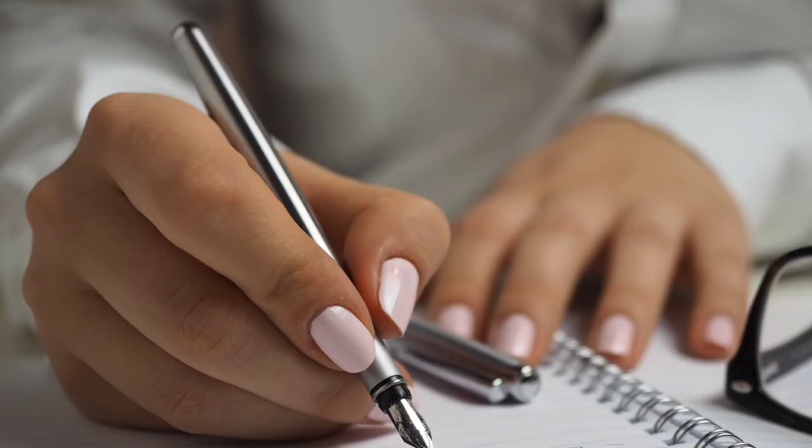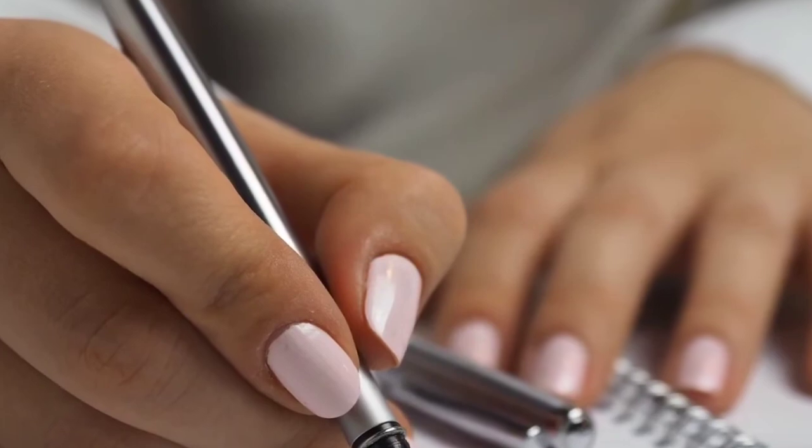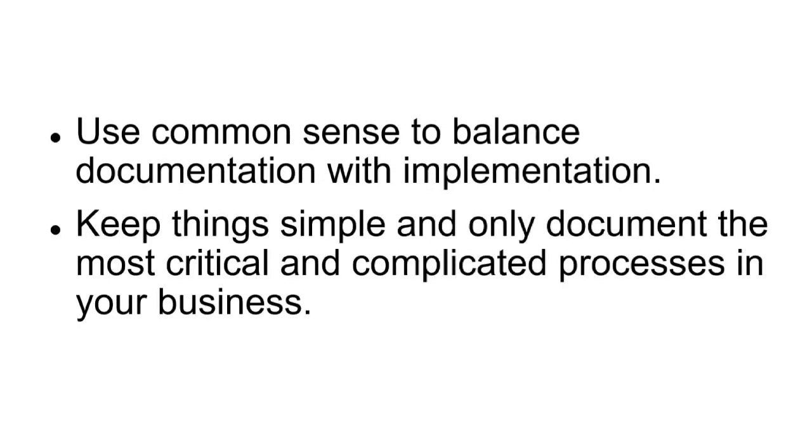Only document procedures when necessary. You don't need to document every process in your operations manual. You are creating these systems so you can simplify, not overly complicate your business. Use common sense to balance the documentation with implementation. Keep things simple and only document the most critical and complicated processes in your business.